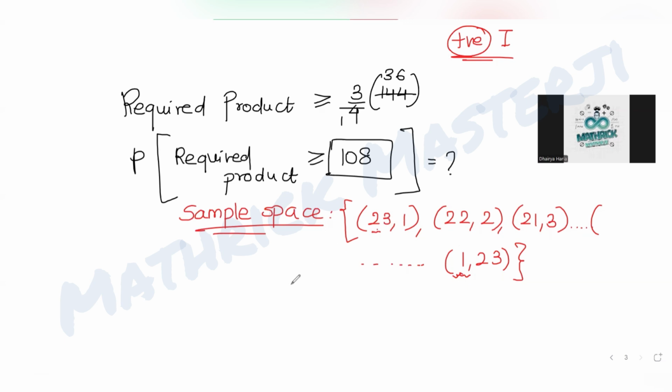So it's basically having 23 terms. So the number of terms in the sample space is 23. So I know n(S) is 23. Now let's find the number of possible outcomes in the favorable event that is asked of us, where the required product should become greater than or equal to 108.